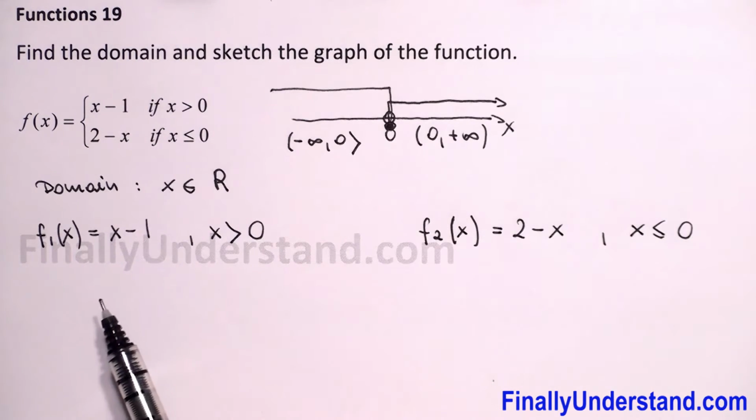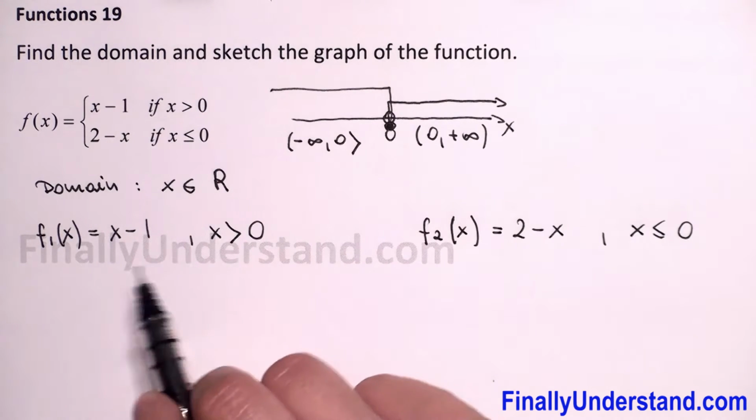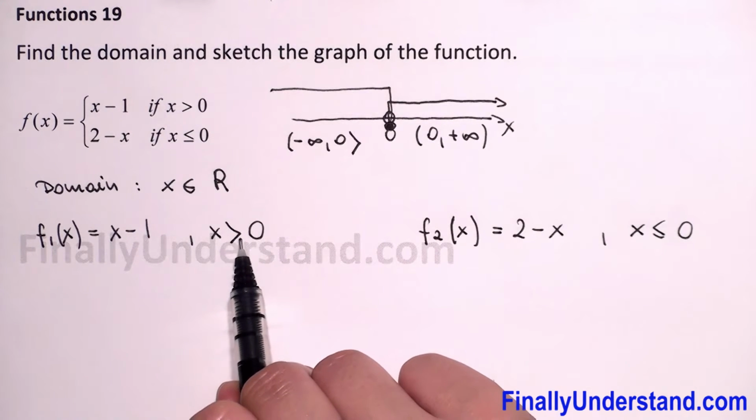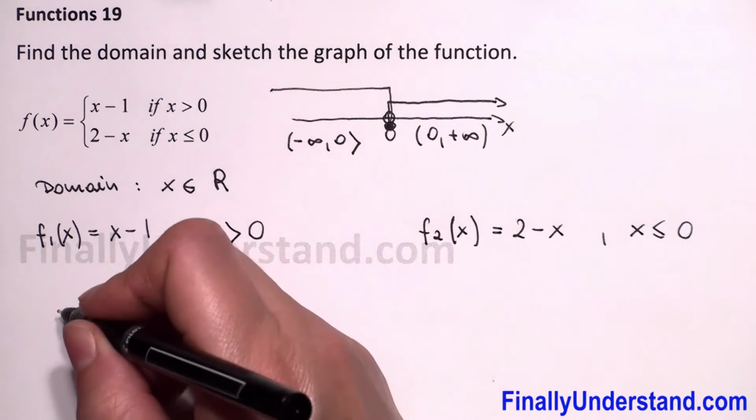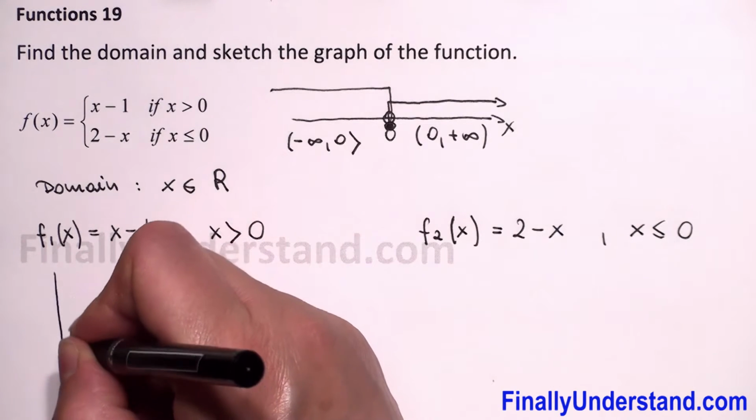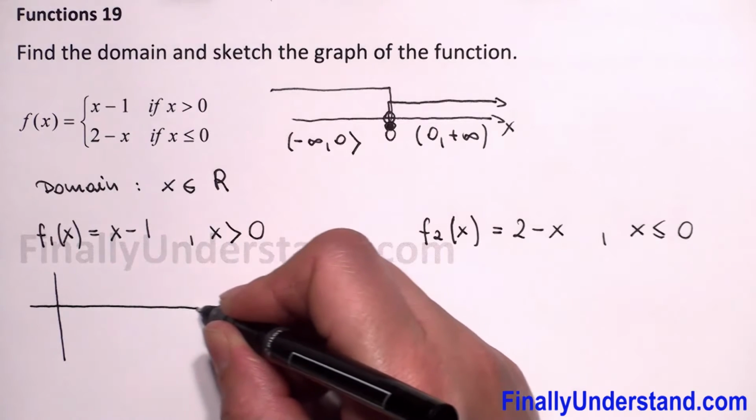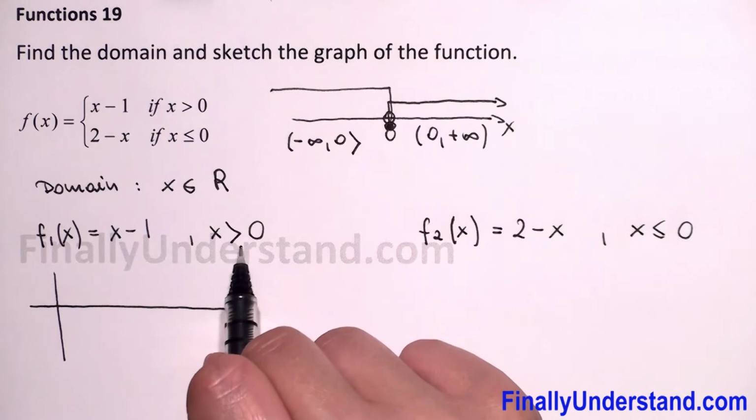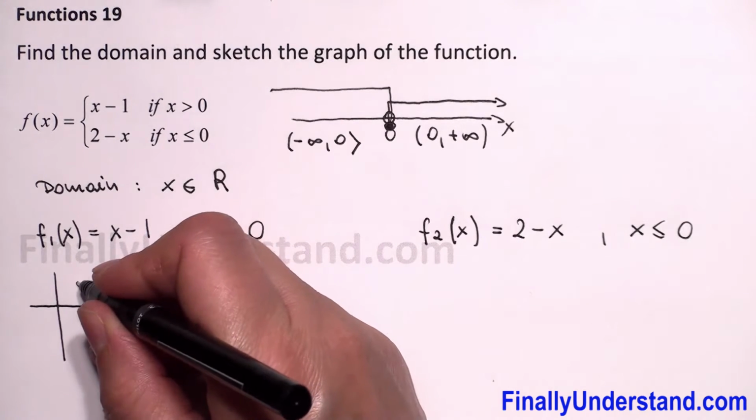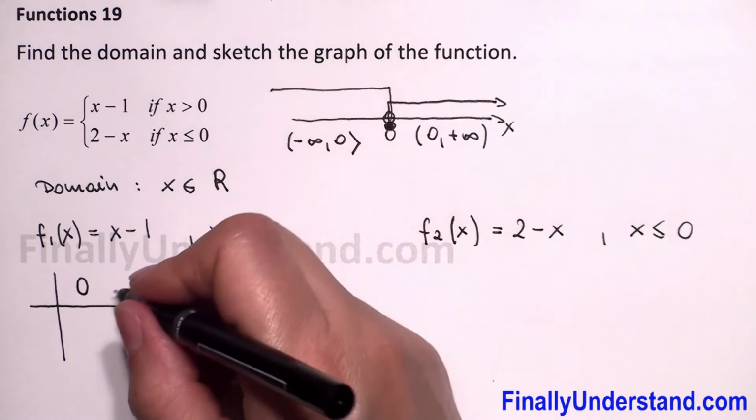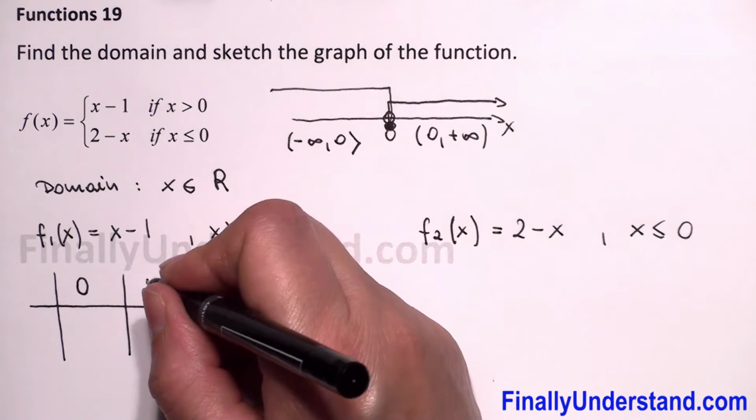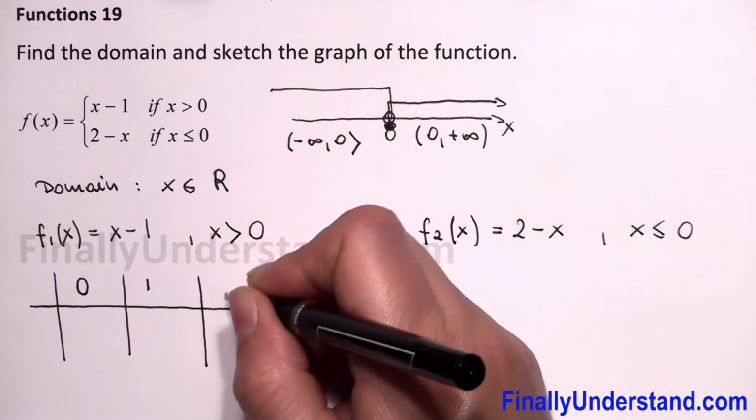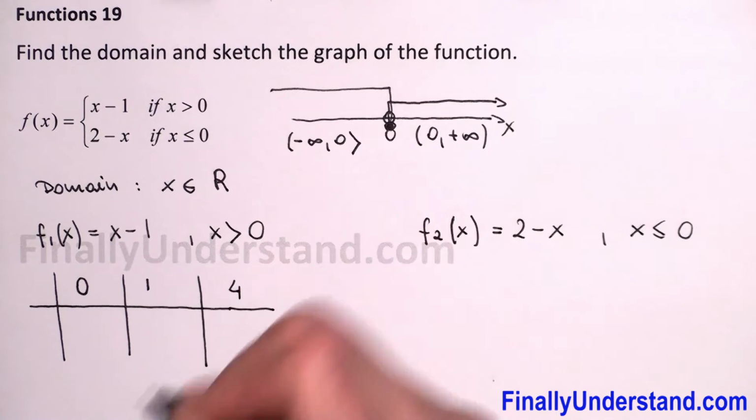We have a linear function. To draw the straight line, we need at least 3 points. So let me choose values of x, but we have to choose values of x greater than 0. Like before, we have to check how this function behaves at 0. So let's take the value 0, 1, and for example 4.